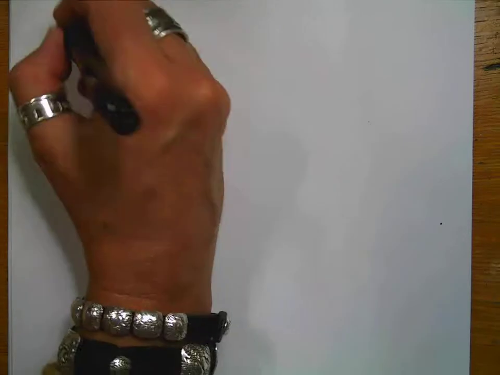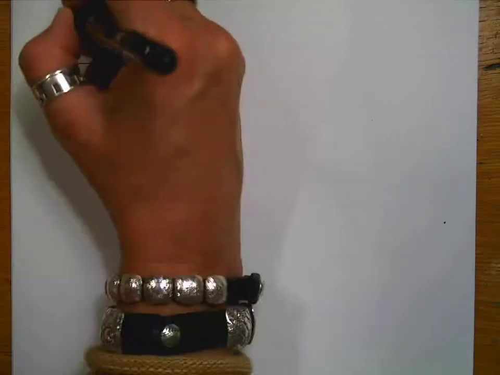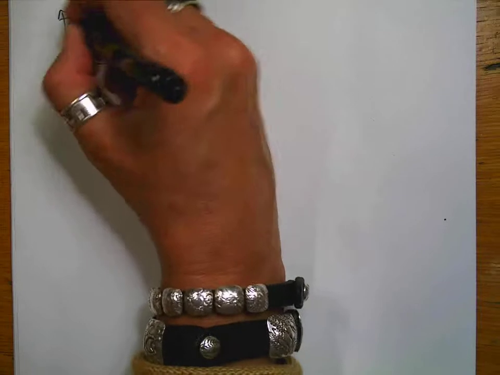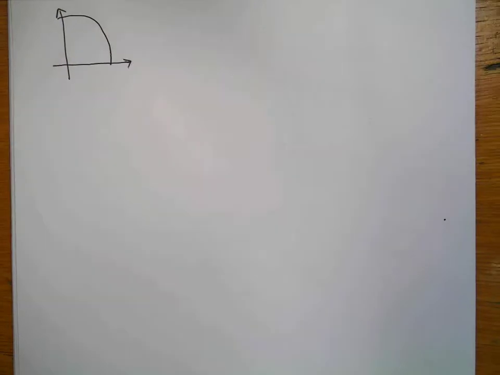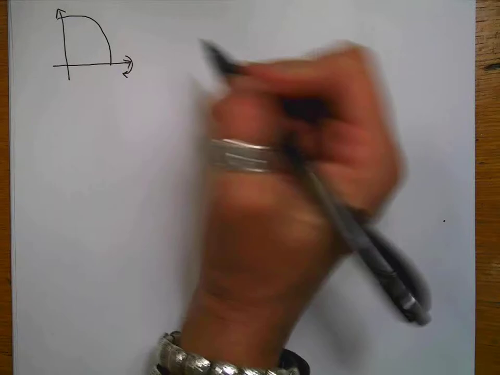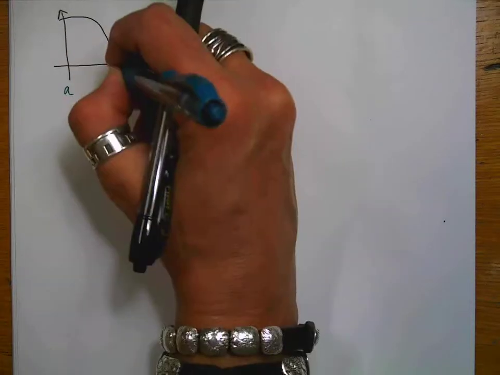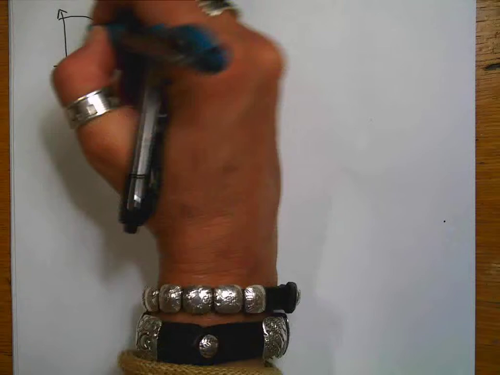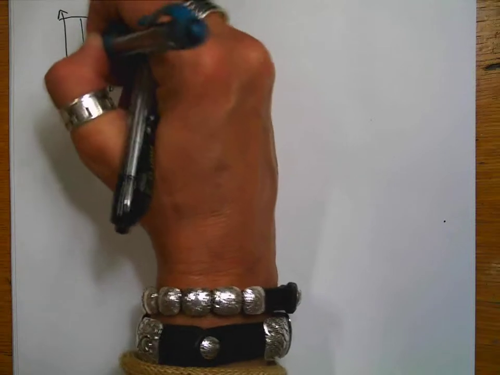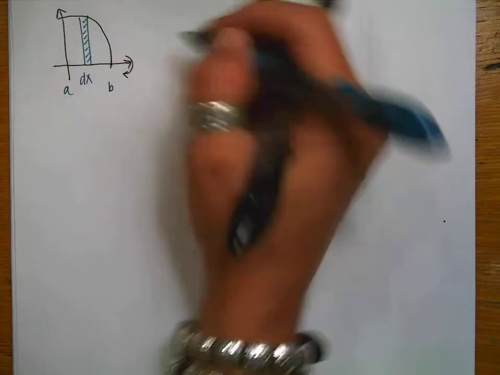Okay, alrighty, so let me go to another page. I'll stick with my black, I think, for right now. So let's say here is my axis, and I have a curve that looks like this. Notice that it's sitting on the x-axis, and I'm going to rotate about the x-axis. So here would be my A. We're going to call this point B, and I'm going to draw my representative rectangle, okay? And it's going to be a dx.